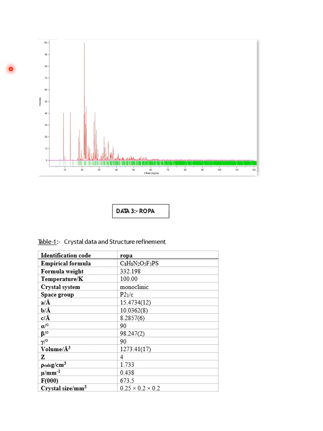Now let us proceed to dataset 3. This is the ROPA. This is the report obtained by using the OLEX software. As we can see here, this is the chemical formula, this is the formula weight, and here also the system is monoclinic and the space group is P21/c, and these are the corresponding unit cell parameters given here: a, b, c, alpha, beta, gamma. This is the volume, and there are also 4 atoms per unit cell.